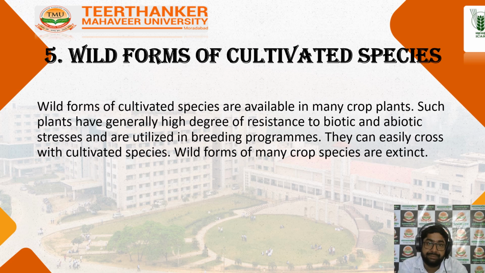And number five, wild forms of cultivated species. Wild forms of cultivated species are available in many crop plants. Such plants generally have a high degree of resistance to biotic and abiotic stress and are utilized in breeding programs. They can easily cross with cultivated species. Wild forms of many crop species are extinct.